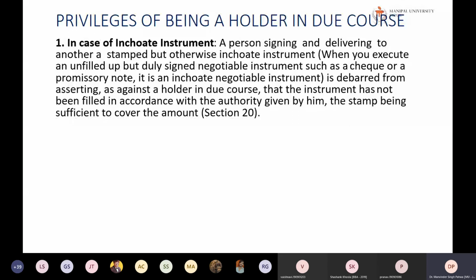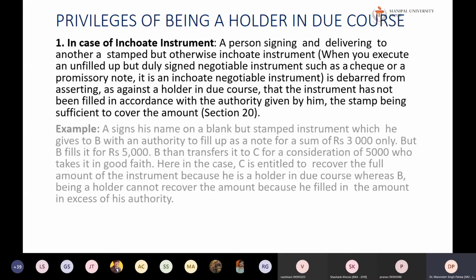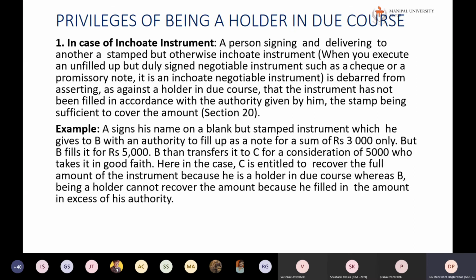So it is stamped also, everything is there, but it is an incomplete instrument, and the signer is debarred from asserting as against the holder in due course that the instrument was not filled in accordance with the authority given by him, the stamp being sufficient to cover the amount. So the holder in due course has all the privilege because he has actually paid the consideration. So even if he receives such an instrument which is not proper, he is still protected by the law.